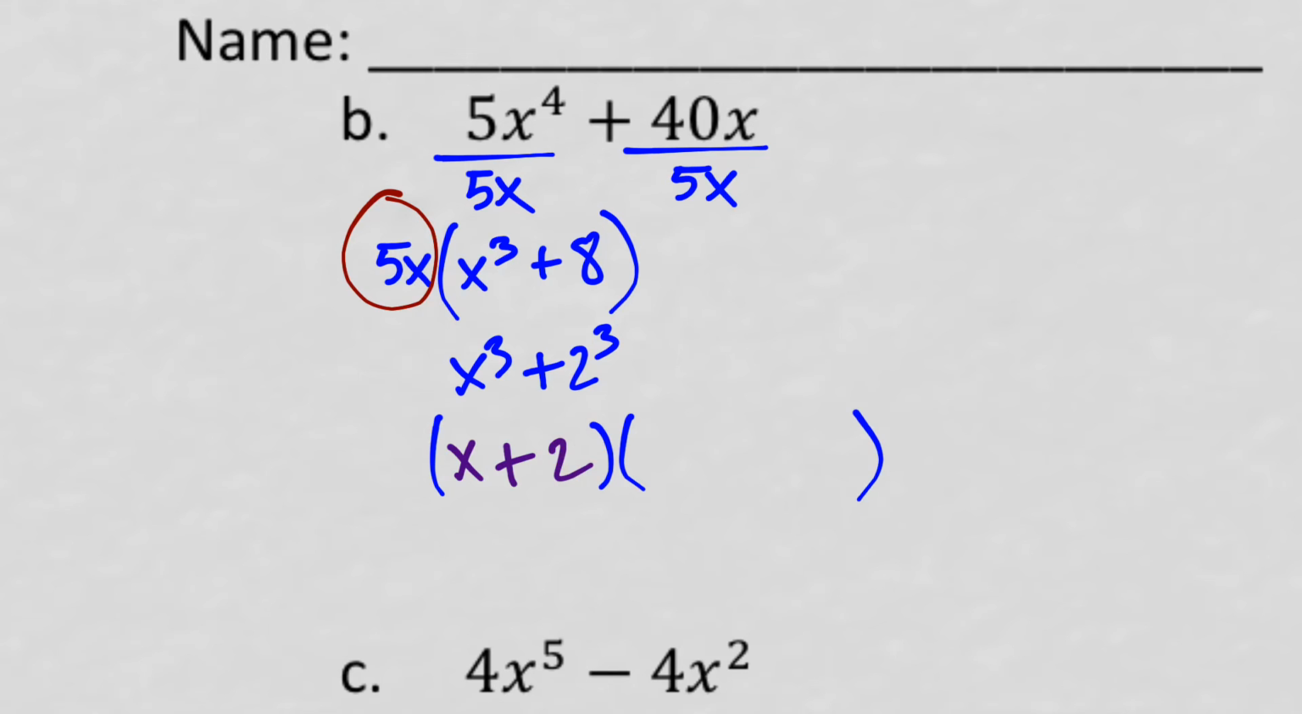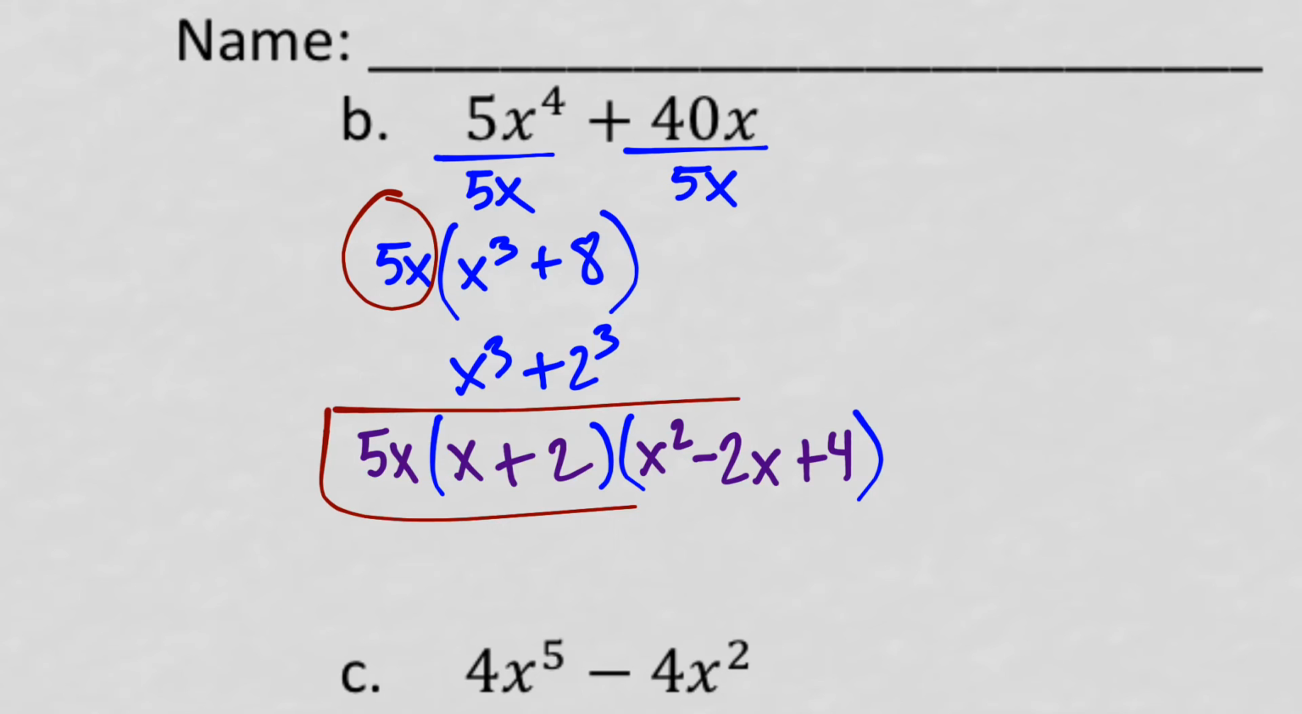So the first term is x squared. The middle term is going to be negative because this one's positive in the middle, so it should be negative. 2 times x is 2x, negative 2x. And the final one is 4 because 2 squared. And let's not forget the 5x that is in front that we circled earlier. And that is your final factored form.